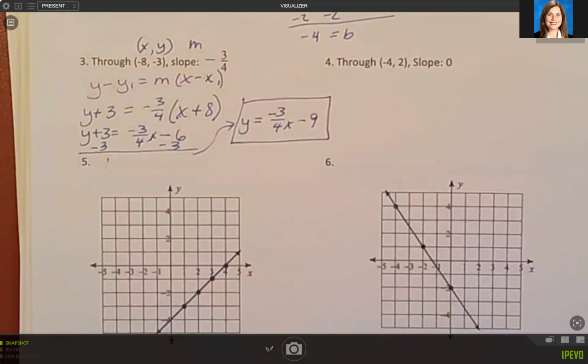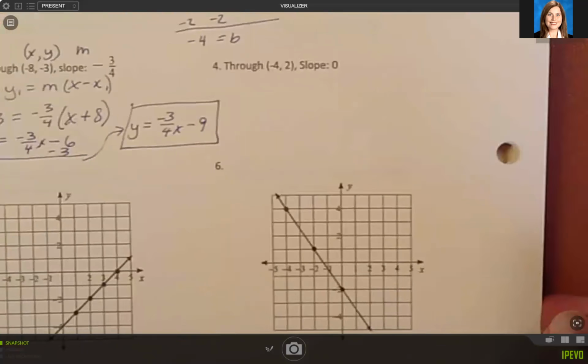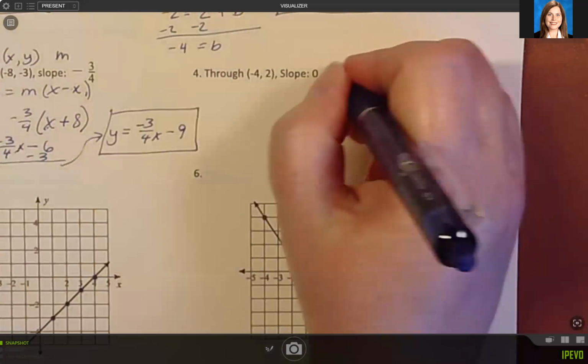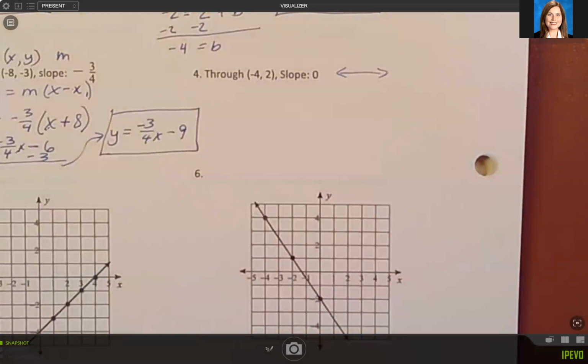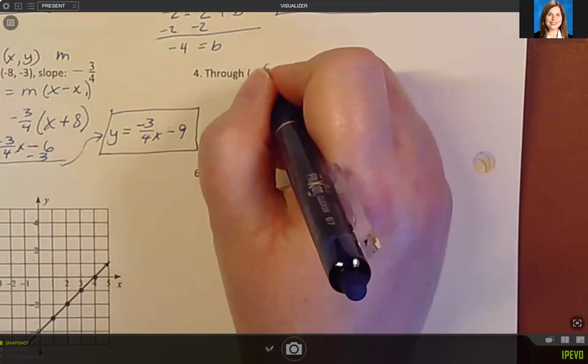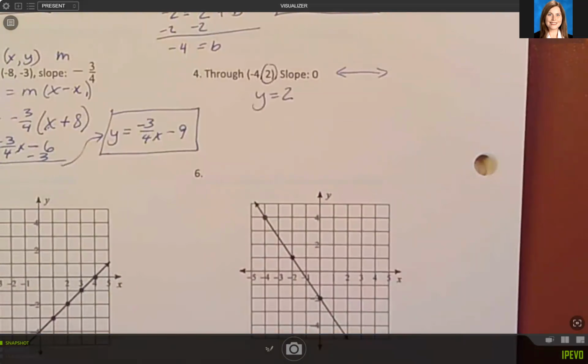Number 4, we have a slope of 0. So as soon as we see that slope of 0, we know that that is going to be a horizontal line, because horizontal lines have a slope of 0. So that means it's going to go through our y-axis at 2. So the equation of this line is y equals 2.